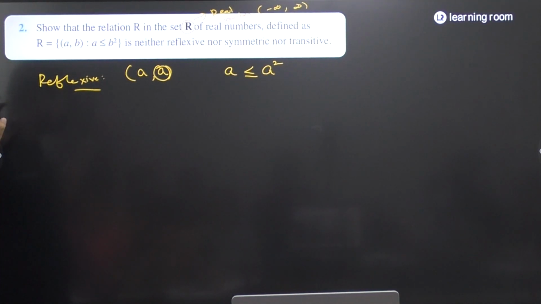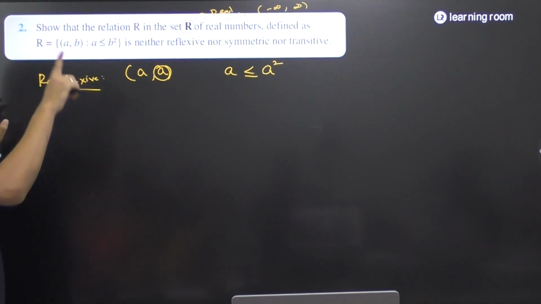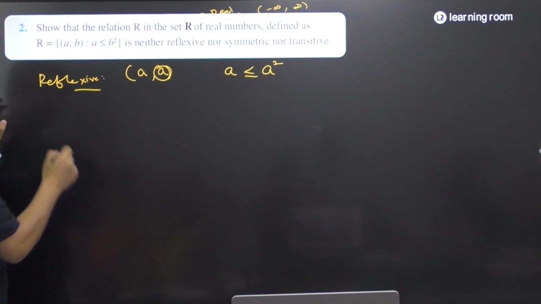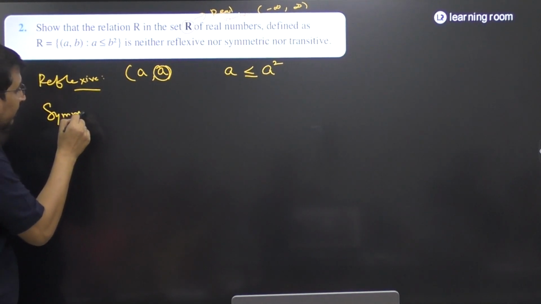It is only possible for 1 or 0. Otherwise, 1, 0, minus 1, it will not work. But for reflexive, what is the condition? I told you, every element that is present in the input set that is given should get satisfied. So what about symmetric?